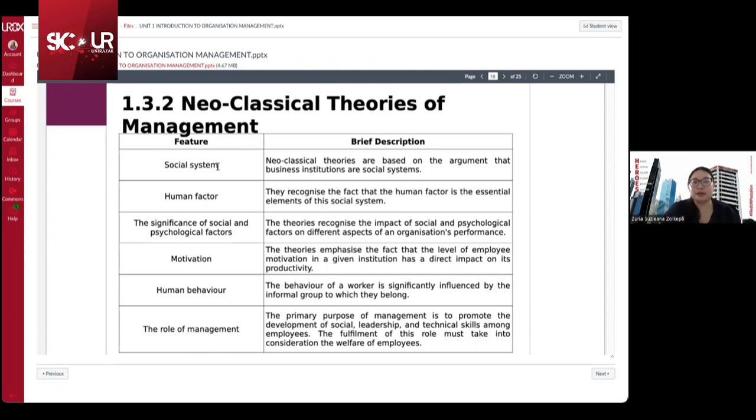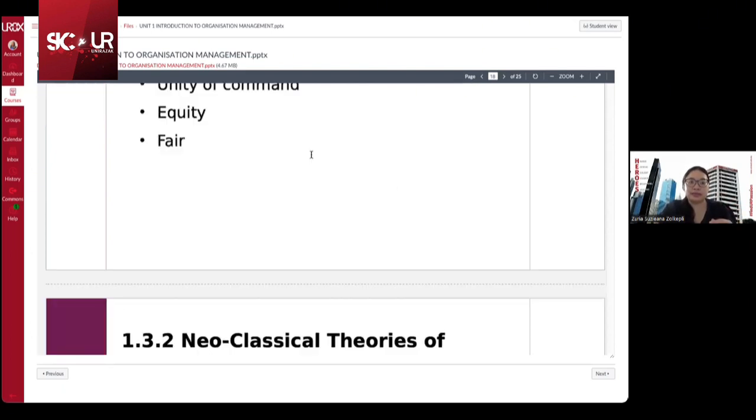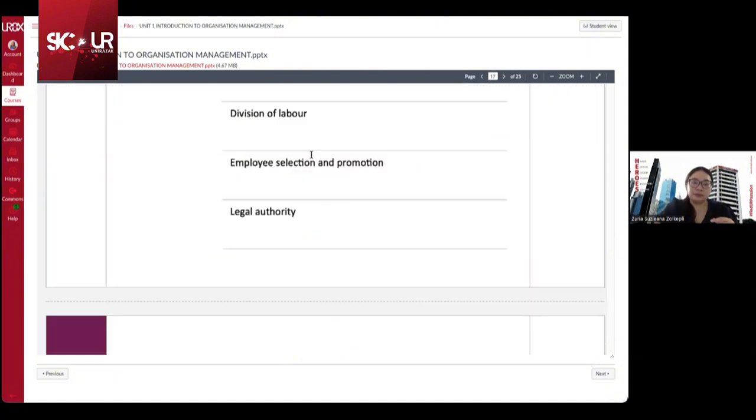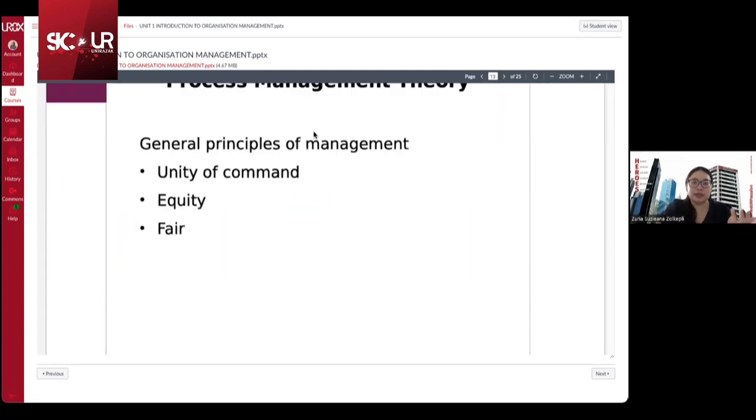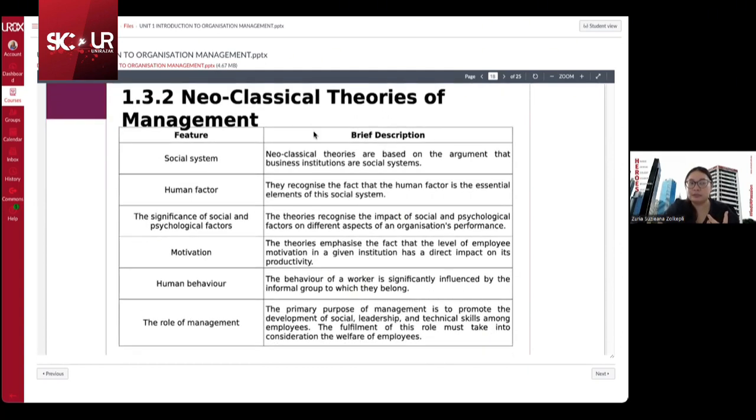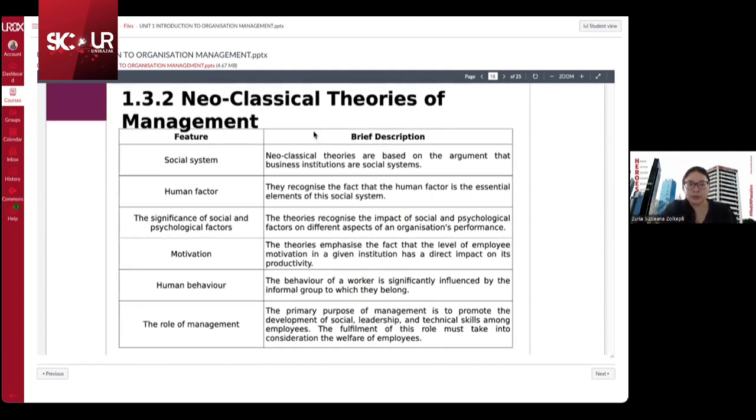The social system is basically the same, but instead of viewing it as an organization with a division of labor and more hierarchical structures, here they view the organization as a social system, meaning the interaction of people. It is more like a social system rather than just an organization or money making robots.